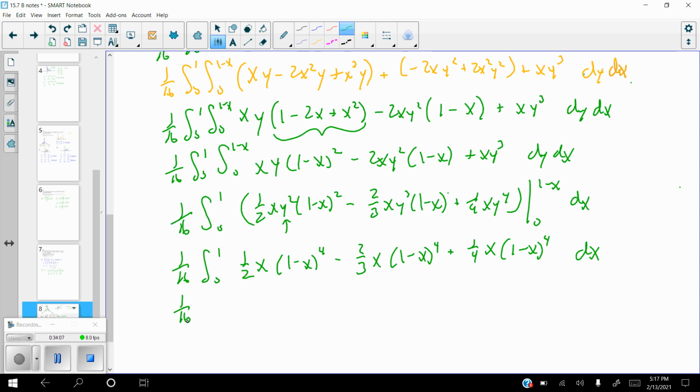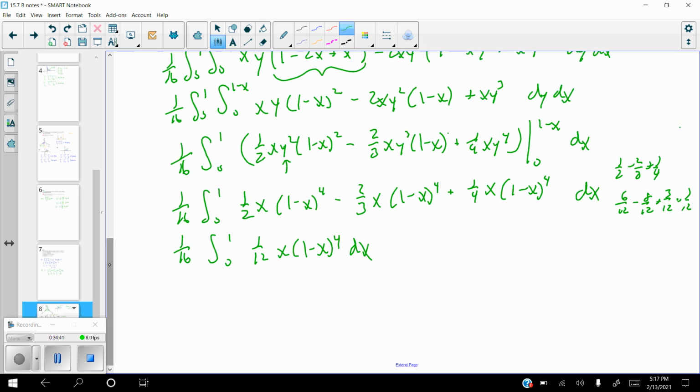So 1/2 minus 2/3 plus a 4th, everything's going to be in terms of twelfths. So that's going to be 6/12 minus 8/12 plus 3/12. So that's 1/12. So I get 1/12 of an x, 1 minus x to the 4th dx. Much, much shorter problem to do now.